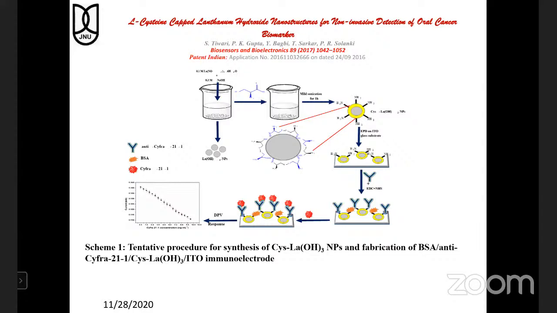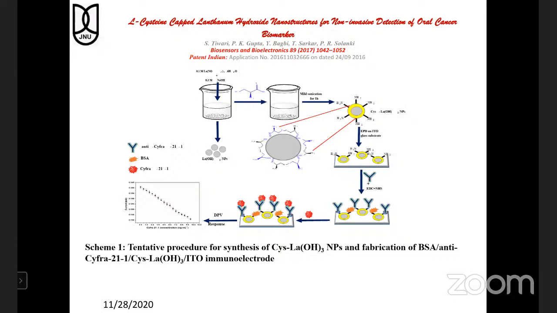You can see once we have functionalized these nanomaterials with the L-cysteine, and their amine group mostly is free, using the EPD, the electrophoretic technique, at a particular voltage these nanomaterials are deposited onto the electrode surface. Here we have used ITO, that is the indium tin oxide substrate, which is conducting.